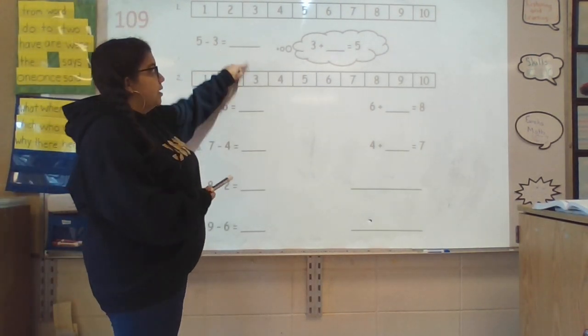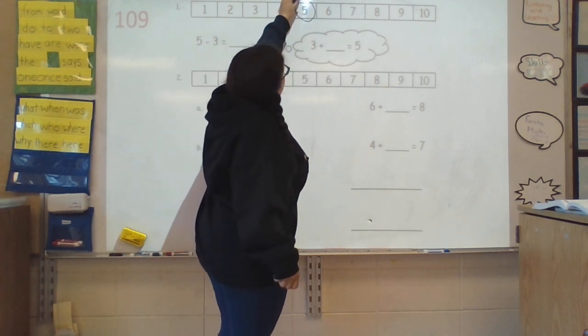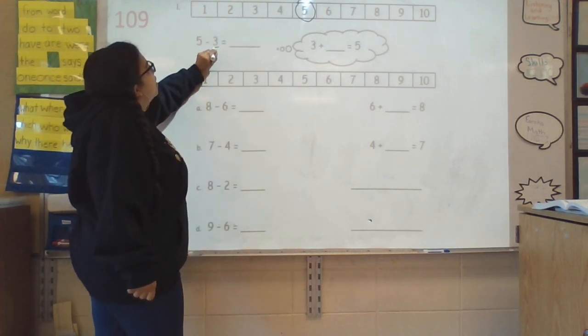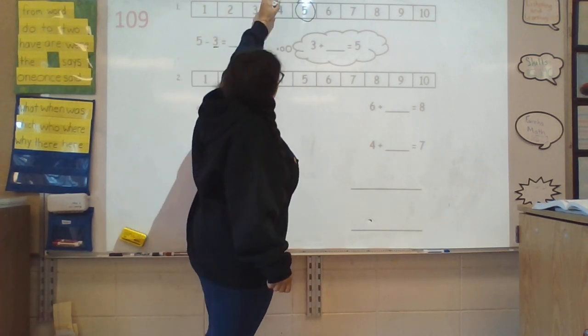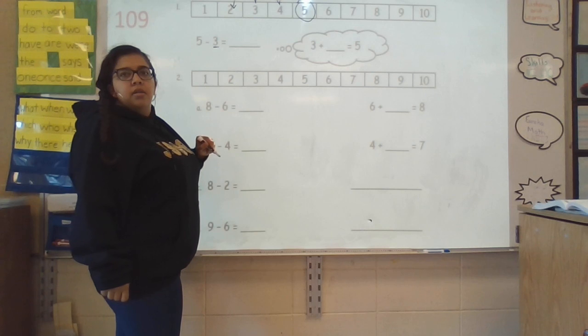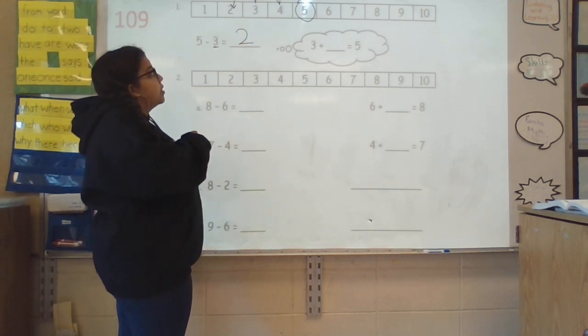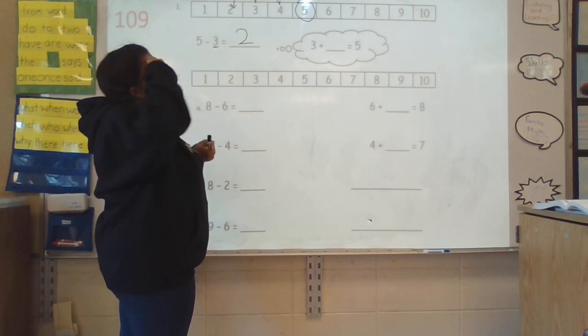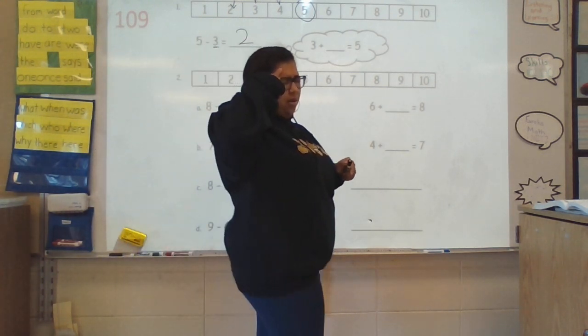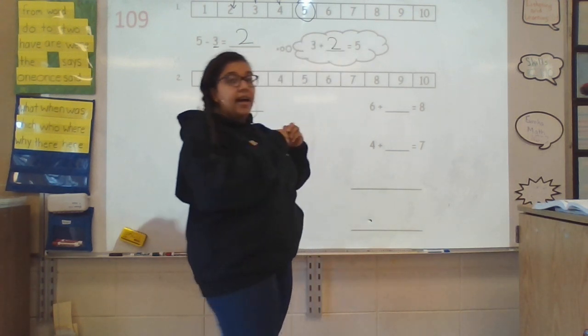5 minus 3 is equal to blank. We start at 5. We make how many hops back? 3 back. 1, 2, 3. We land on 2. So our missing part has to be 2. So it's 5 minus 3 is equal to 2. And I can think, well, 3 plus 2 is equal to 5.